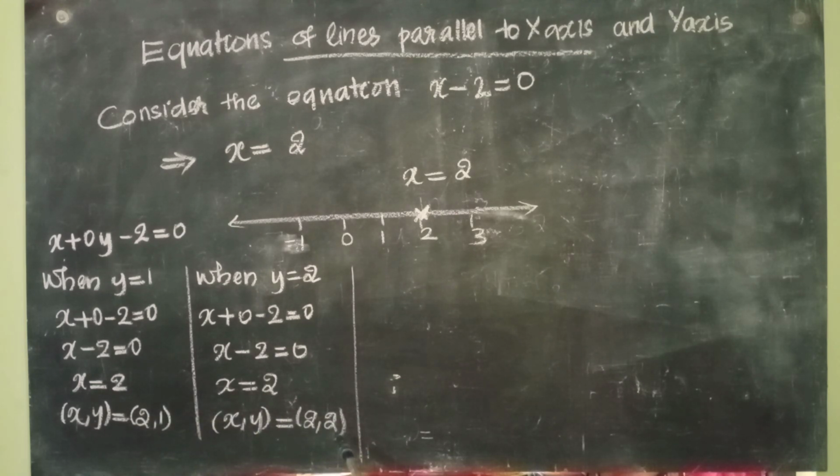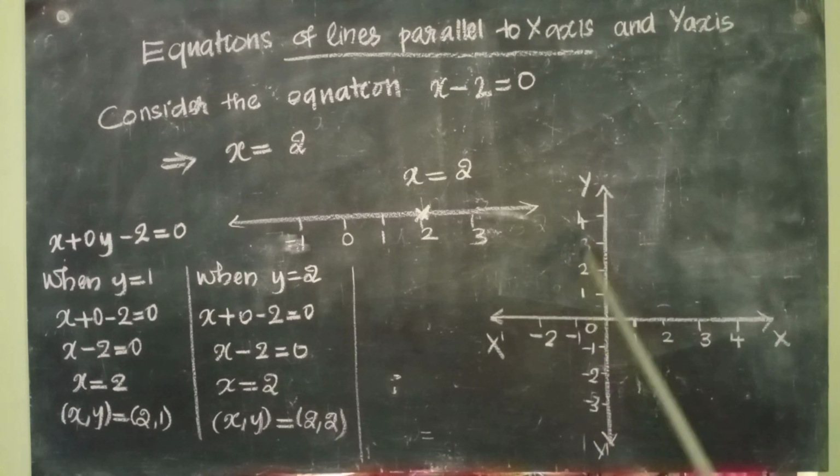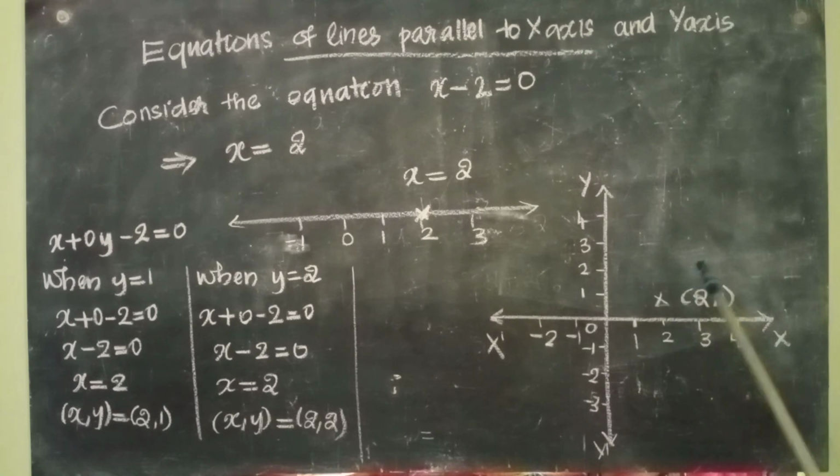Now we can draw the graph. So we have drawn the Cartesian plane here. We have to plot the points. The first point is (2, 1). X coordinate 2, y coordinate 1. X coordinate 2, this is the point. So 1 unit up, this is (2, 1). We can plot it. So we have plotted the point (2, 1).